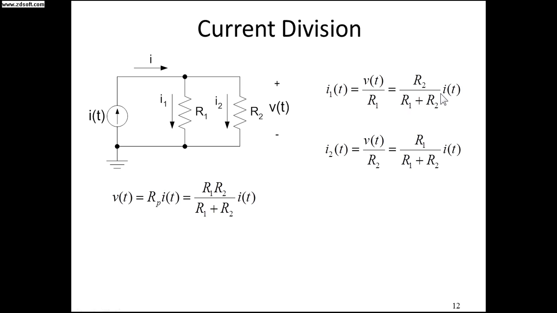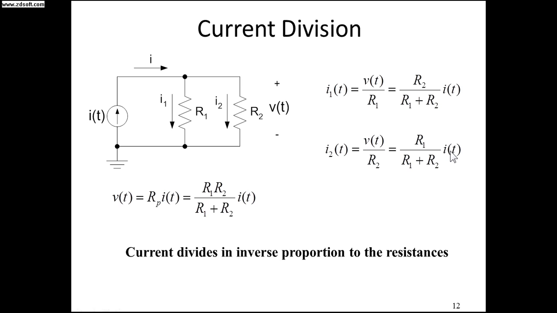In a similar way, I2 of t is V of t divided by R2, where V of t is equal to R1 R2 divided by R1 plus R2 into I of t. When we substitute that, we get I2 of t equal to R1 divided by R1 plus R2 into I of t. Now in the current division rule, the current is inversely proportional to the resistance, because in I1 of t, R2 comes in the numerator. In a similar way, for I2, the numerator is R1.